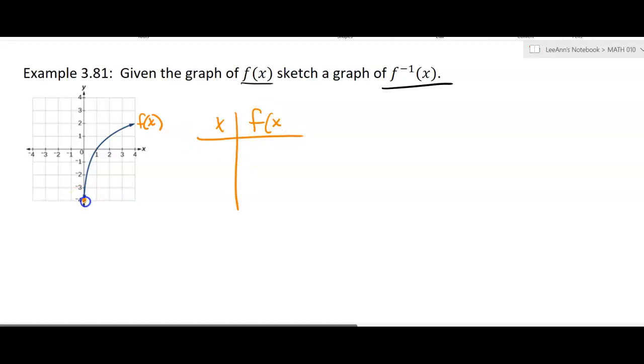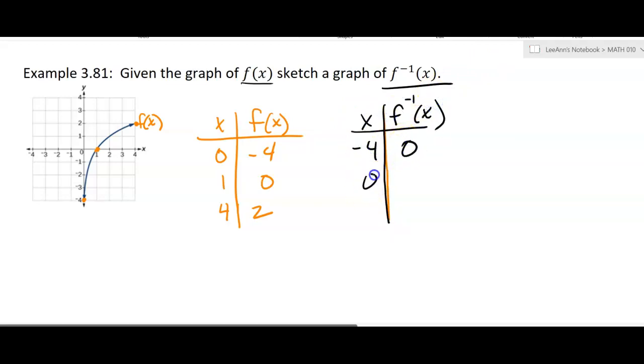And I'm going to say there's a point here at (0, -4). I'm going to say there's a point here like at (1, 0). And I'm going to say there's a point here like at (4, 2). Okay, then I'm going to do the inverse. So x, f inverse of x. And I just switch the x's and y's. And then I have to graph those. So (-4, 0), (0, 1), and (2, 4).